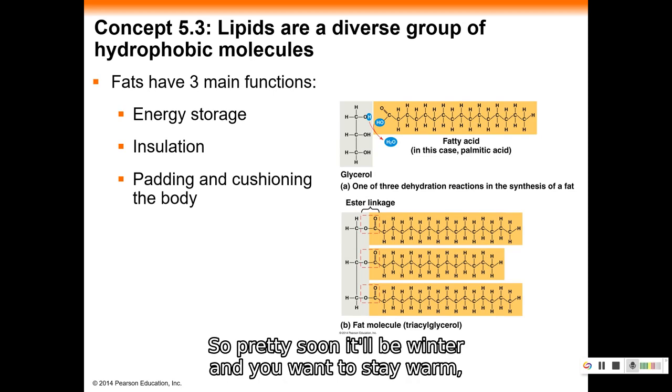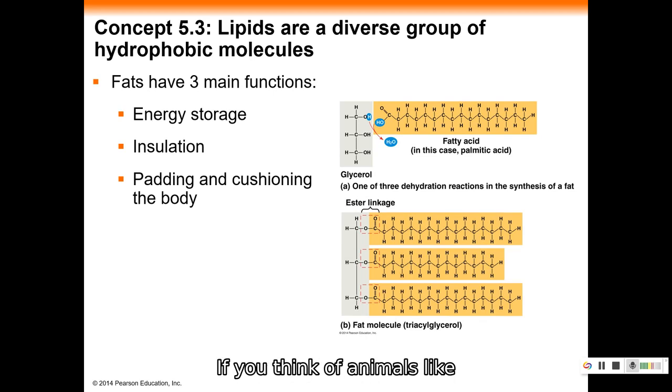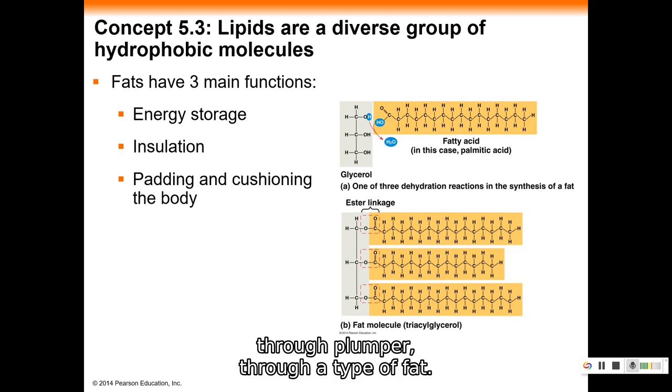So, pretty soon it'll be winter and you want to stay warm. Your fatty covering around you helps you stay warm. If you think of animals like seals or a walrus that lives in more polar or water areas, they need a lot of insulation to stay warm. And they get that insulation through blubber, through a type of fat.